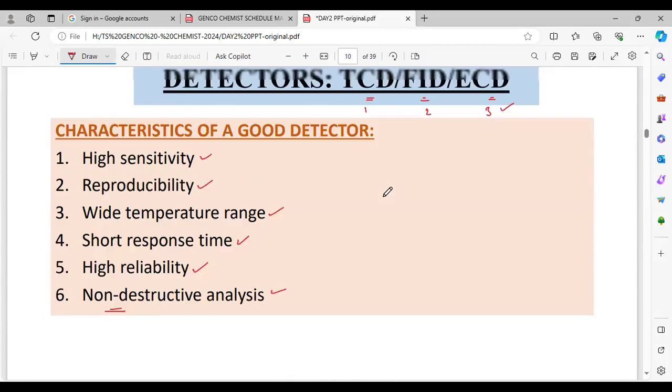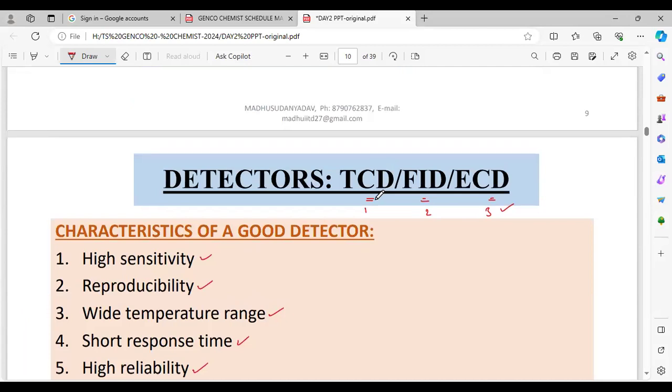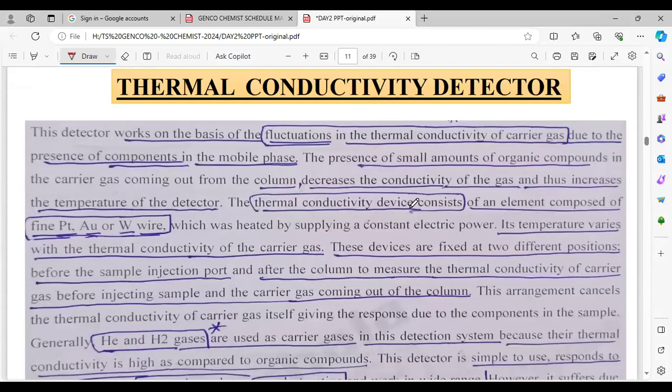Next one, thermal conductivity. I'm going to deal with these three detectors now: TCD, FID, and ECD. Now the first detector is the thermal conductivity detector. Read the name again. Thermal means some temperature. Conductivity, conductivity resistance, right? And detector. So this detector mainly works based on the temperature. If you make some changes in the temperature, the conducting properties of the sample also change. It's very, very simple. The name itself gives you some information.